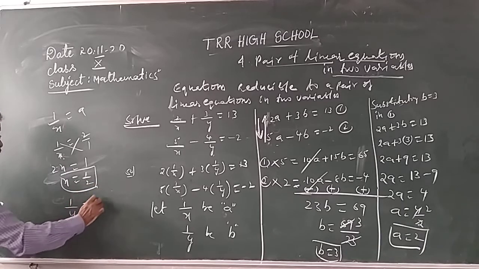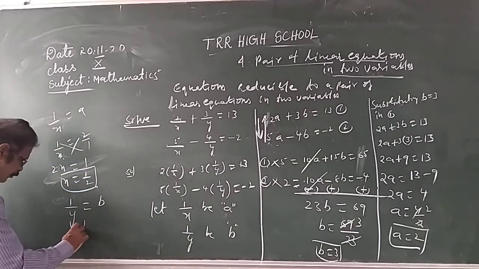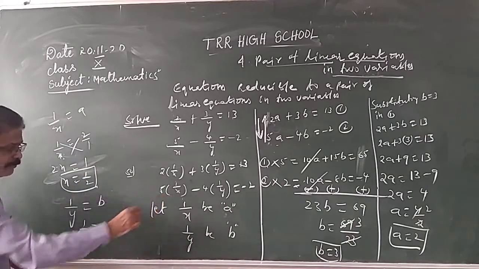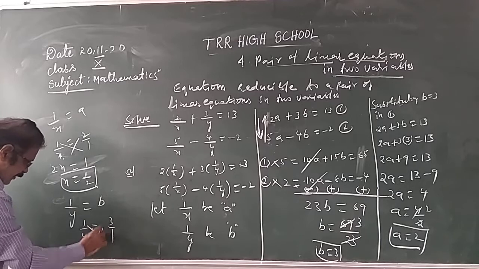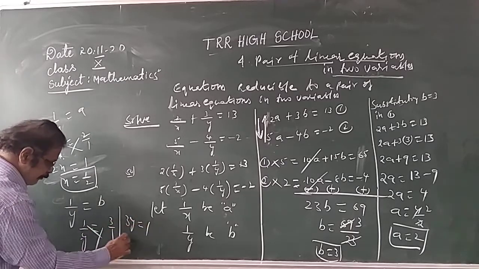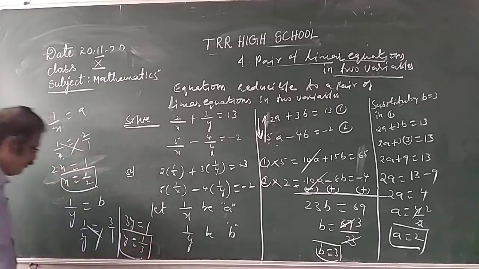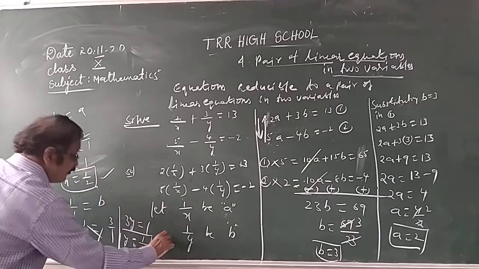Similarly, 1 by y is equal to what? b. 1 by y is equal to b. So 1 by y is equal to the b value, 3 by 1. By cross multiplication, 3 into y, 3y is equal to 1. y is equal to 1 by 3. We got x is equal to 1 by 2, y is equal to 1 by 3.